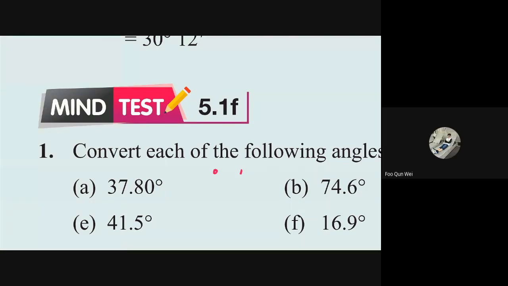Jaslyn, share please. 37 degree, 48 minutes. How about the seconds? Is there any value in the seconds section? No. Okay, 0, 0. So if the value in seconds is 0, you don't have to do anything. You just take the value for degree and minutes and write down your answer this way.